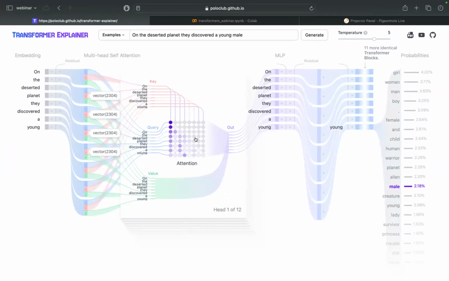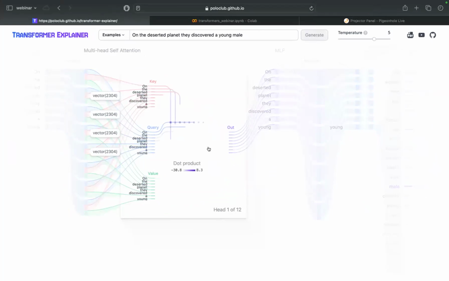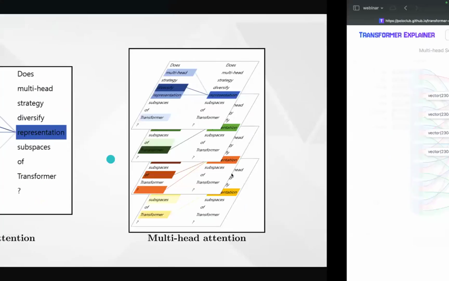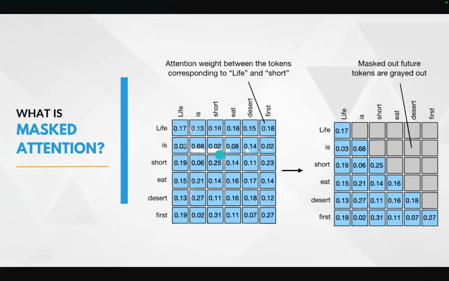okay, and just before that, I need to also get into masked attention here. Masked attention is something which is only there in the decoder, and I'll tell you why. As you can see here, half of this is grayed out. If you look at the attention matrix, take a simple sentence: life is short, eat dessert first. We have the words as both the columns and the rows, right?